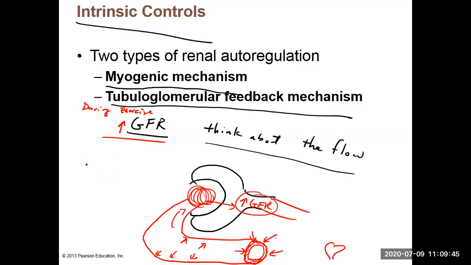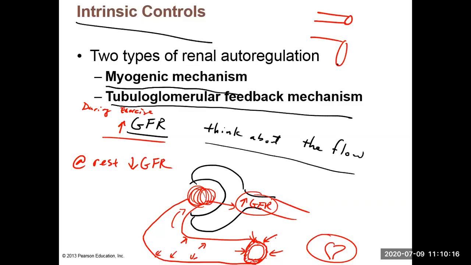At rest is the opposite. At rest, the GFR is too low because the heart is not working that hard, and so on. So now you have to do the opposite. You've got to do something to increase the flow. All right. So in this case, you need to do a vasodilation. Dilation. So that way you're increasing the flow. And again, this goes back to the idea of vasodilation and vasoconstriction. This one offers you more flow, and this one offers you less flow. All right. This diameter is important.